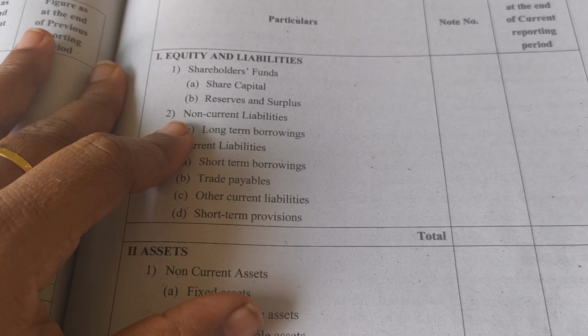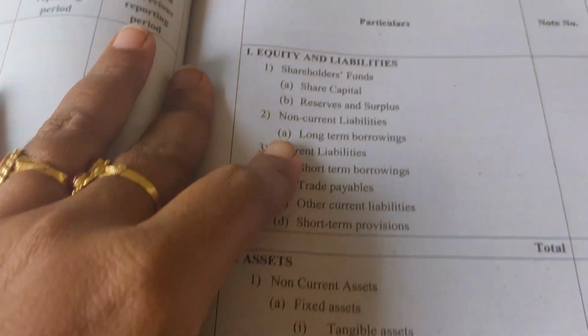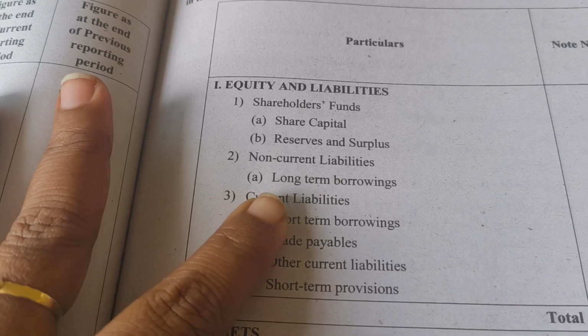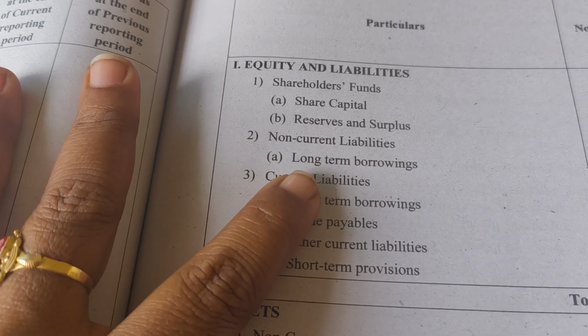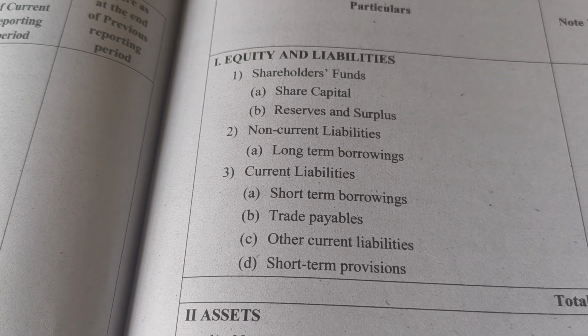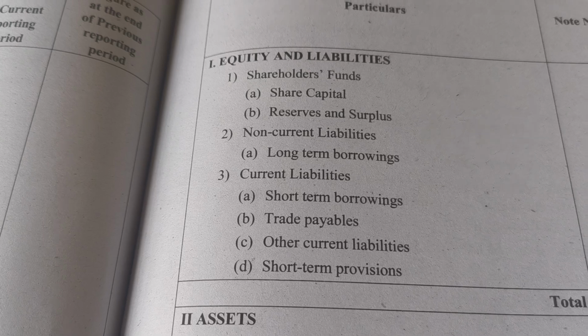Then the second portion is non-current liabilities. Non-current liability means which is not a current liability, where the loan has been taken for long-term purposes. Here, the long-term borrowings. Long-term borrowings usually means the debentures. Usually the debentures will come under long-term borrowings, and any long-term loan that you have taken.